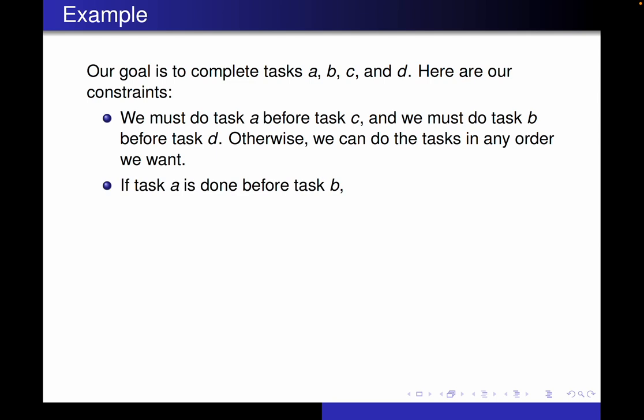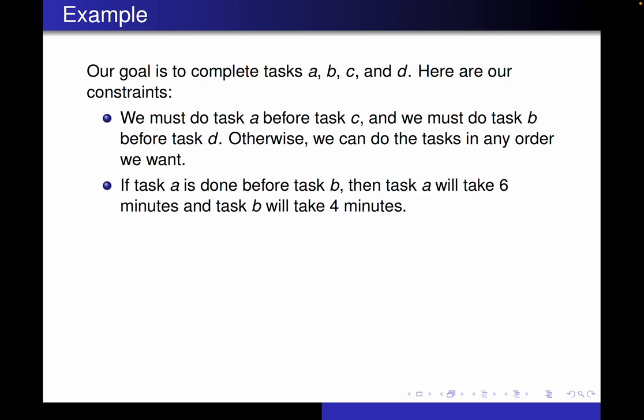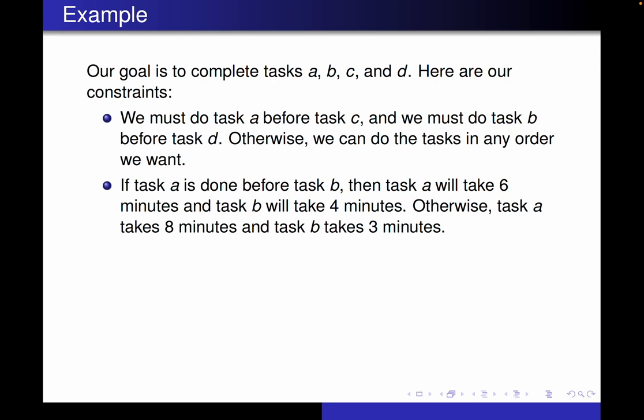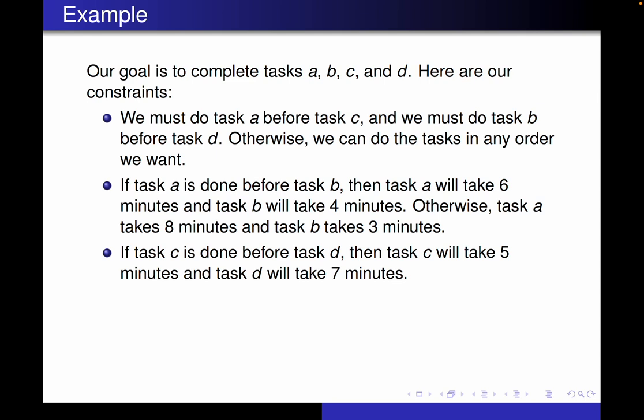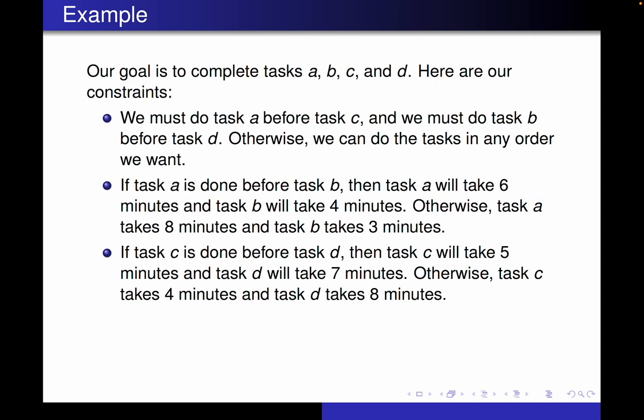So for task A and task B, we have some choices. If task A is done before task B, here's how the time works out. It'll take A 6 minutes, and it'll take B 4 minutes. And if we do them in the other order, doing task B first before task A, task A takes 8 minutes and task B takes 3 minutes. If we do C before D, then C takes 5 minutes and D will take 7 minutes. If we do C and D in the other order, C will take 4 minutes and D will take 8 minutes.